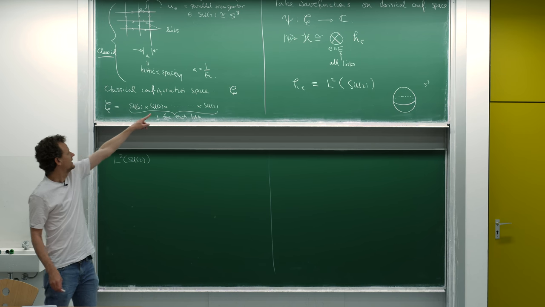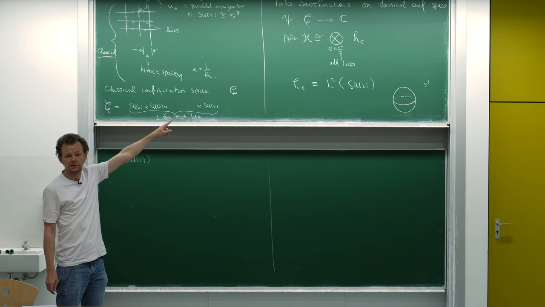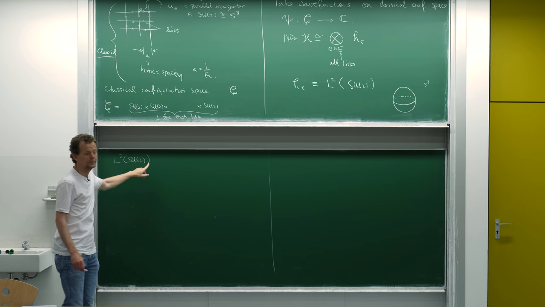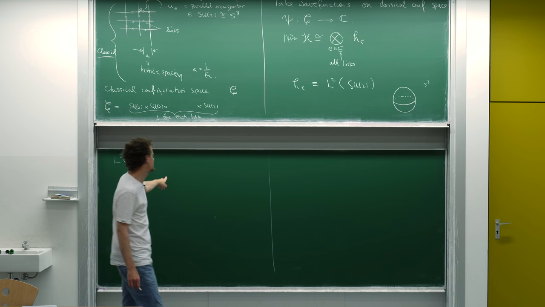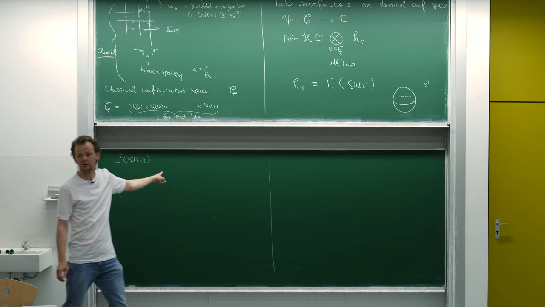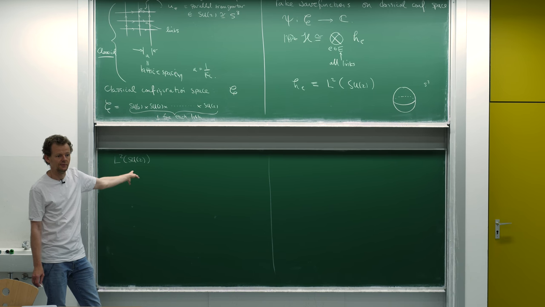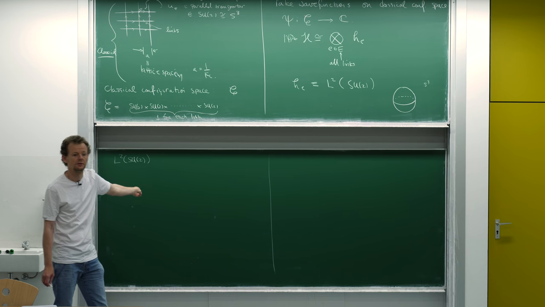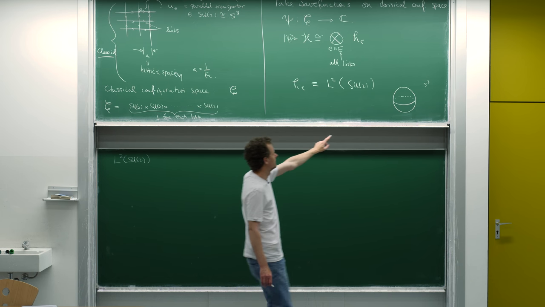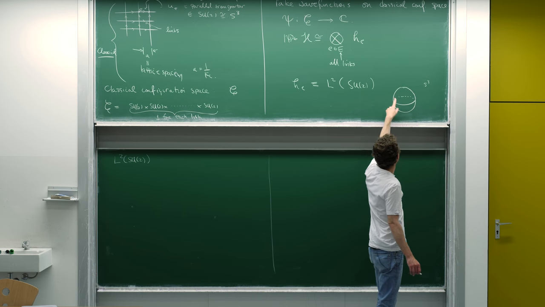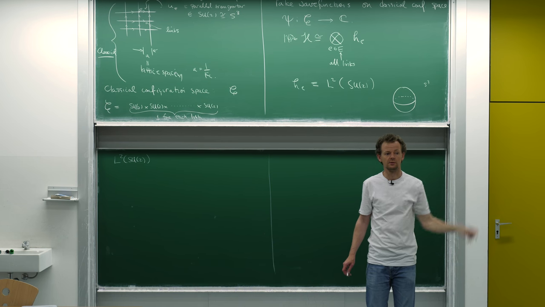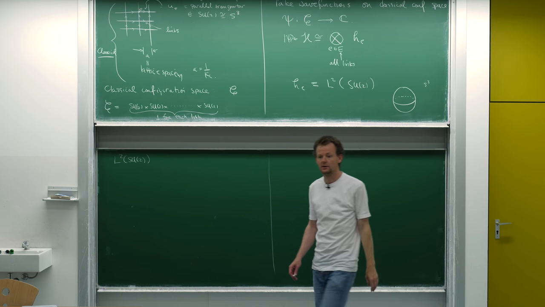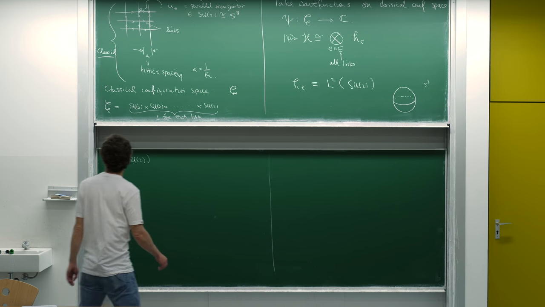But in order to understand capital H, we're going to have to understand L2 of SU2. What kind of space is this? Well, the first question we can ask is: is it finite dimensional or infinite dimensional? And the answer is it's actually infinite dimensional as a Hilbert space. There's an arbitrarily large number of orthogonal wave functions on the sphere. So the spherical harmonics just go forever.